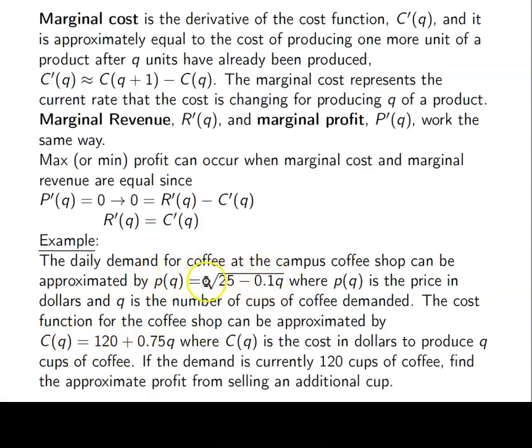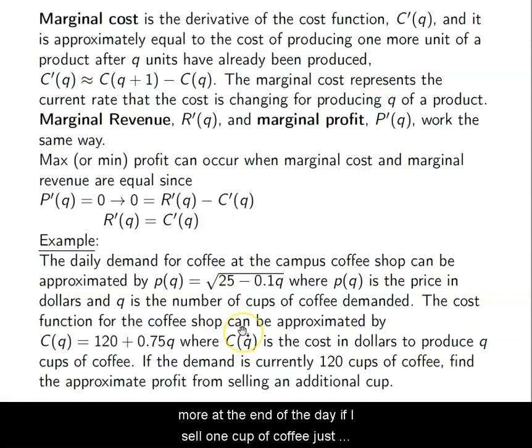So if demand is currently 120 cups of coffee per day, we want to find the approximate profit from selling one more cup. So I already sell 120 cups, so what happens if I sell one more at the end of the day?